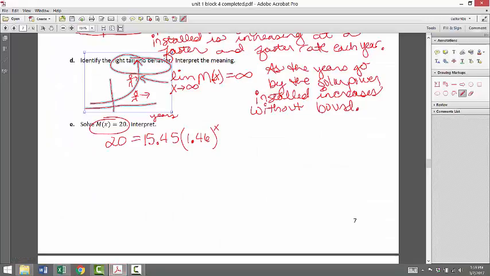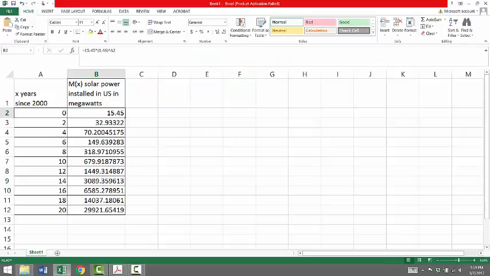And again, this is asking us to solve when the m of x value equals 20. So I'm going to go through here and I see it must occur somewhere between year 0 and year 2. You see that the y value is 15.45, and then it goes up to about 33. So somewhere in between, it reaches a y value of 20. So I'm going to put my cursor here in cell B3. It's going to be close to 20. I'm going to force Excel to change this cell to y equals 20 by finding the x here in cell A3 that produces a y value of 20.